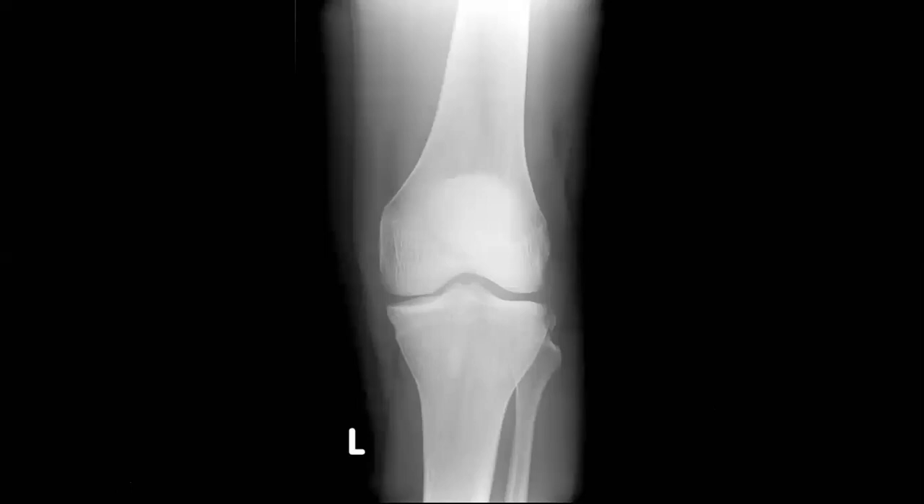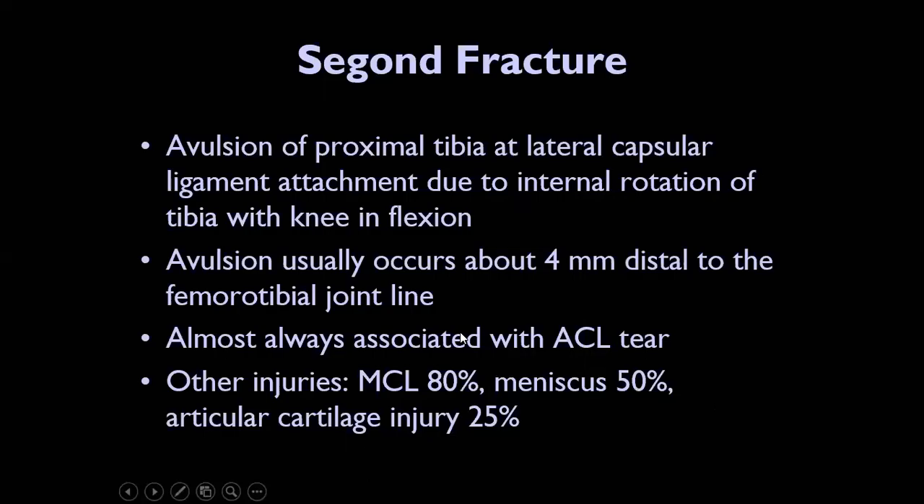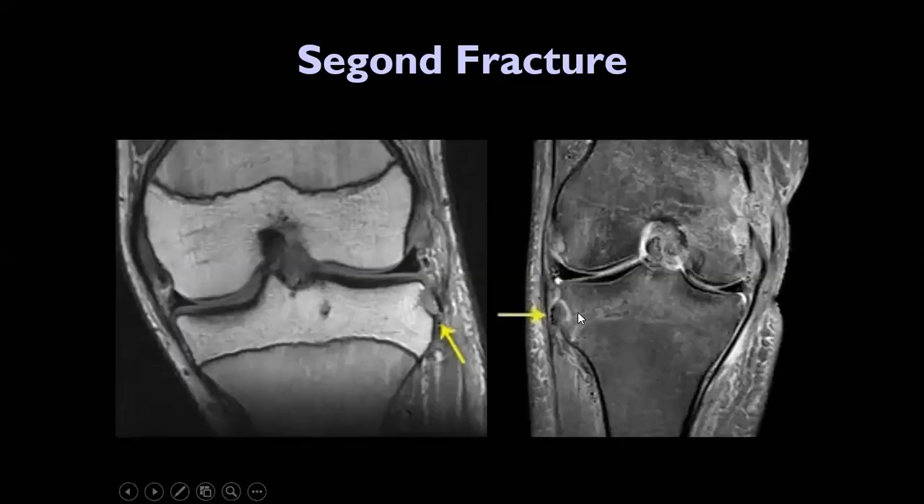Okay. Let's go further. I think this one we showed in a previous session. Exactly, yes. So this is Segond fracture, and we talked about the Segond fracture. When you find it, just search for ACL, anterior cruciate ligament tear, and be sure that you will find other associated injuries like MCL or menisci. Perfect. So Segond fracture, when you find it, go and check for ACL.